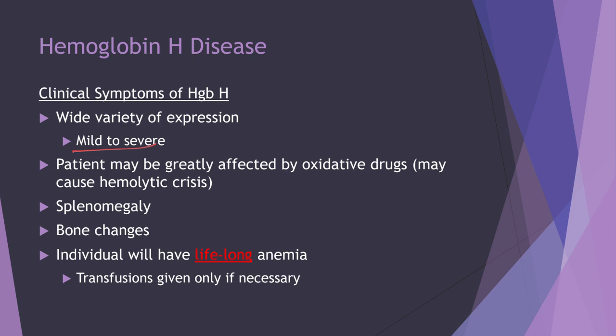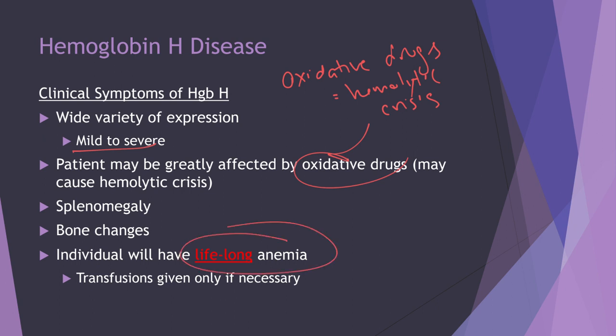I didn't write this down. So oxidative drugs can cause hemolysis, a hemolytic crisis in these patients. Oh, I did write it down. Splenomegaly, so you're going to have an enlarged spleen, bone changes, and lifelong anemia. And then transfusions are only given as needed.